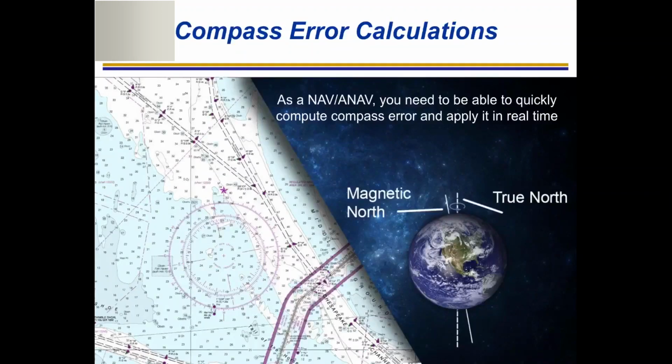Now that we have a good understanding of the different types of magnetism at play on our magnetic compass, in the next video, we'll learn how to look at this holistically and account for it on the bridge.